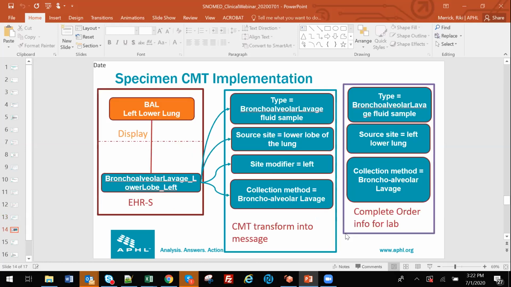So here's what the specimen cross-mapping table implementation might look like. You have a display term of a BAL of the left lower lung. That's what the data enterer clicks. In the EHR, that particular display term is mapped to that preferred term, which transforms into these four elements. And that's what is on the order for the lab.